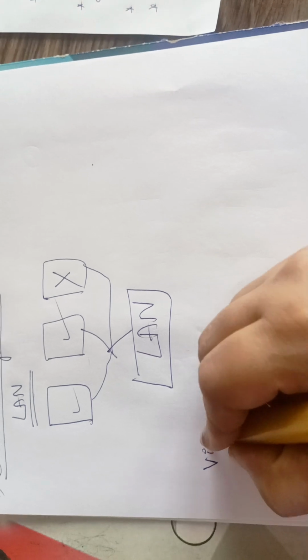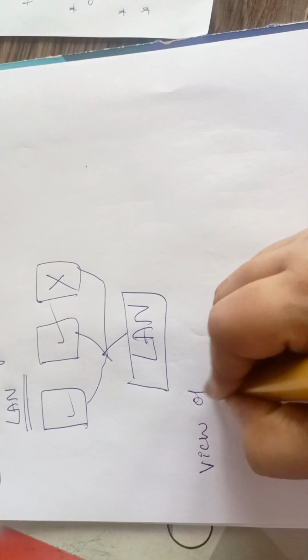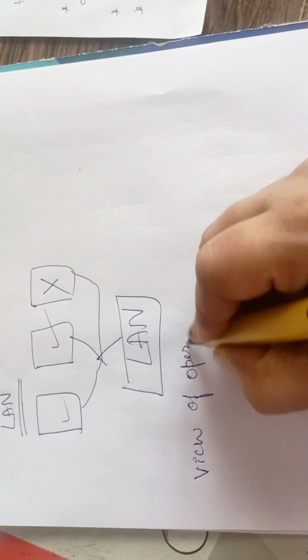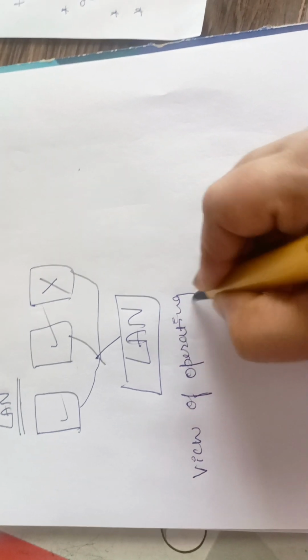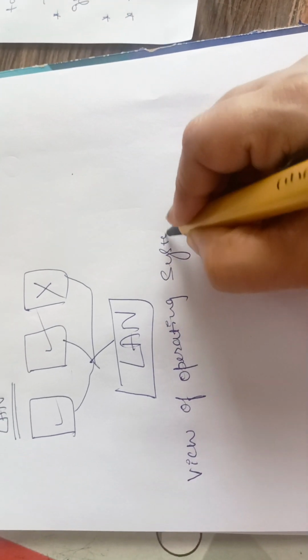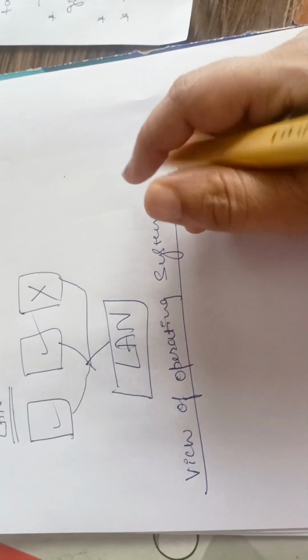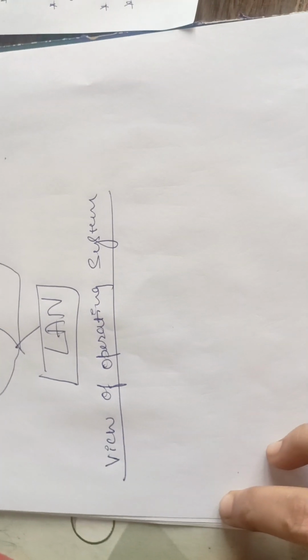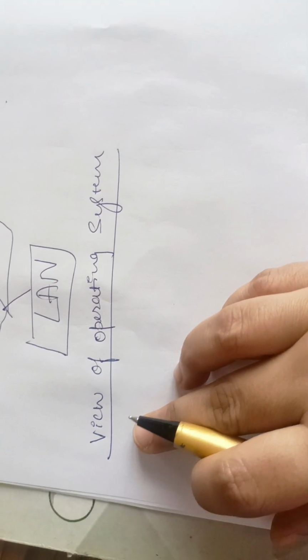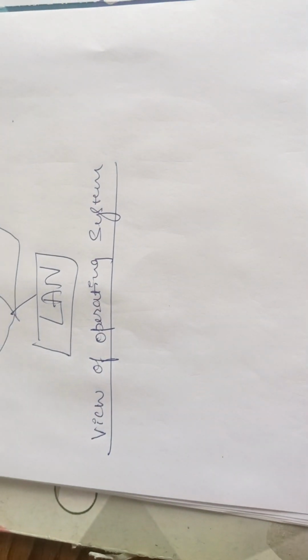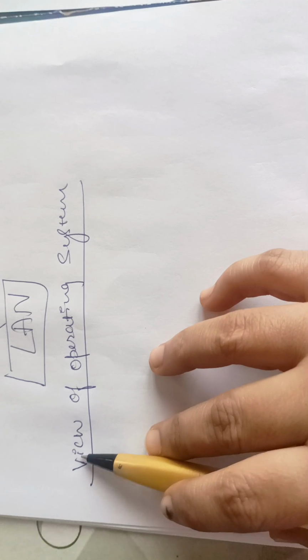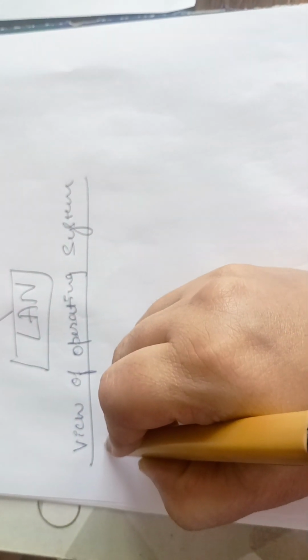Now the next topic is the view of operating system. What is a view of operating system? In what way we have to assume, that means on what basis we have to design the operating system. So there are two ways, two views. One is the user view.